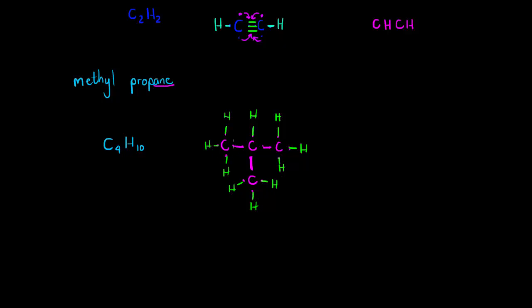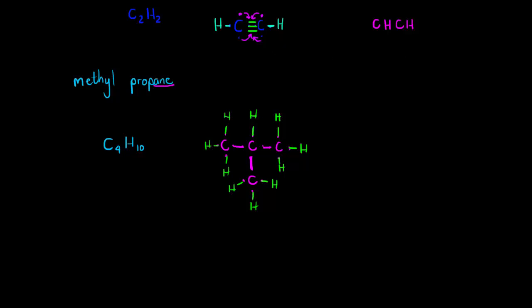And now let's just check our octet rule. We've got 2, 4, 6, 8 around this one, 2, 4, 6, 8 around this one, 2, 4, 6, 8 around that one, and then every hydrogen has double valence electrons itself. How would we write this structure? The condensed structural formula will again start with the carbon that is closest to the branch.